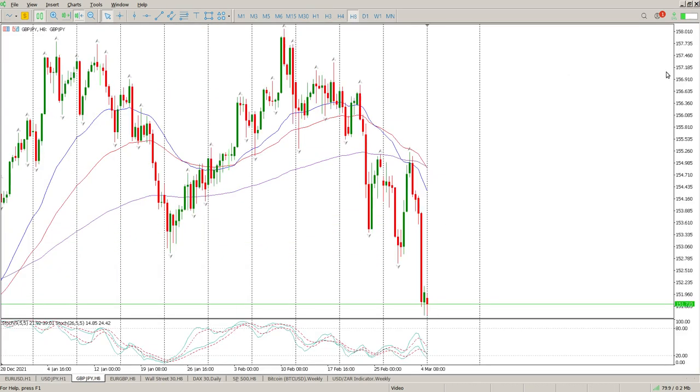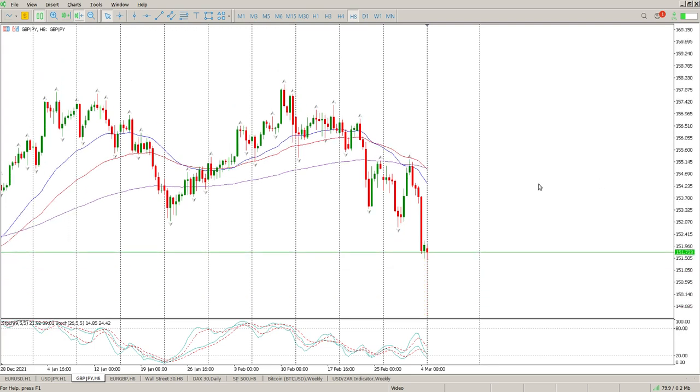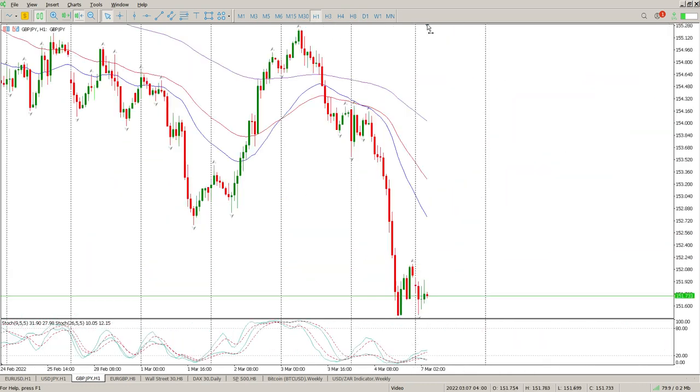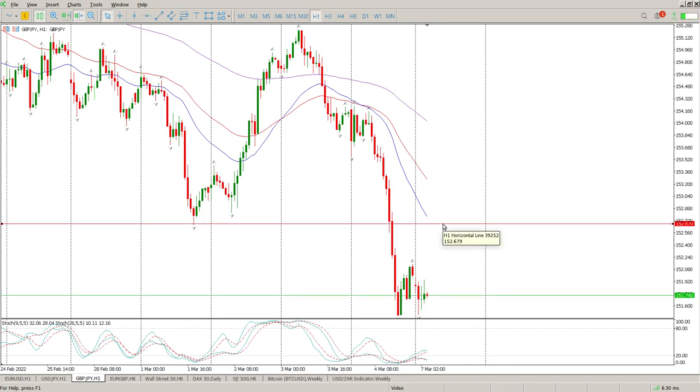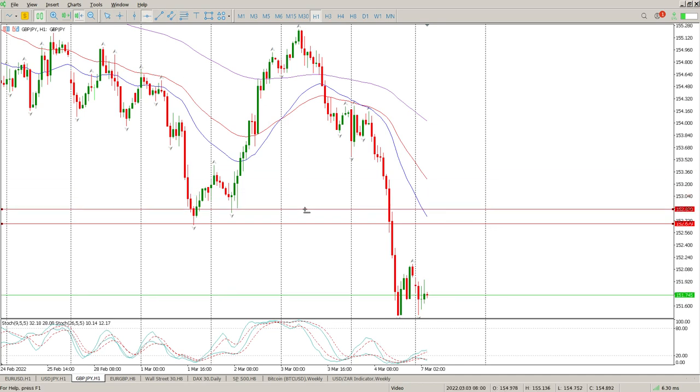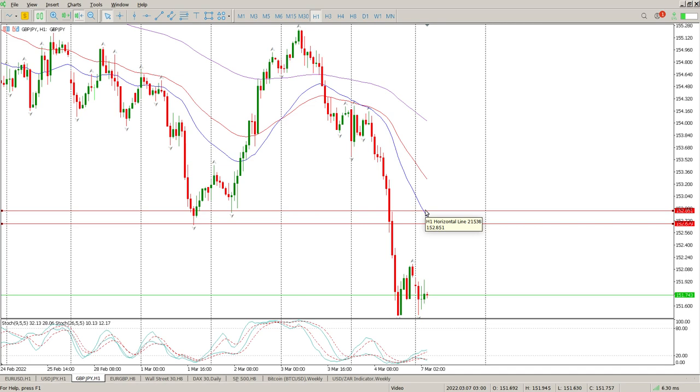The British pound, Japanese yen. Nothing really happening at the moment. We have got buyers coming in here after last week. Definitely don't want to be selling down here. I'd rather be selling off this area here, which is 152.679, or alternatively a little bit higher than that at 152.851. So that's the area that I'd be paying attention to.